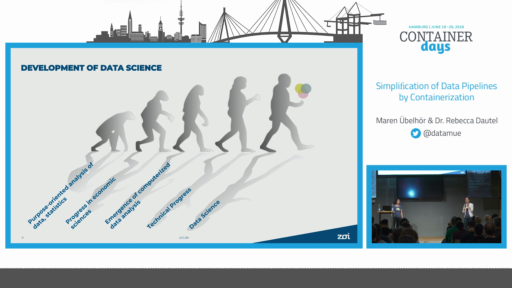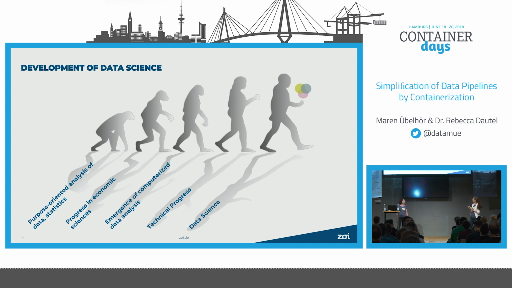It all begins with purpose-oriented analysis of data. In the very beginning with mathematics and statistics, which developed, of course, throughout the history of mankind. And then we have the progress in economic sciences as well. When we had the first mergers, they wanted to know more about the products and everything. So we had some progress there.